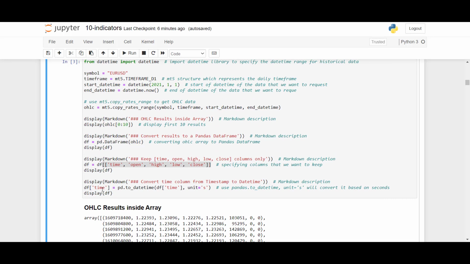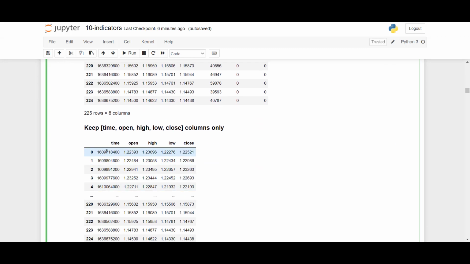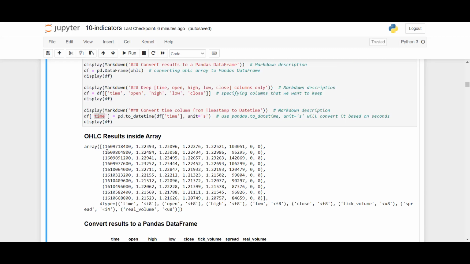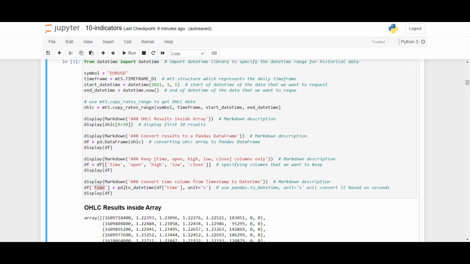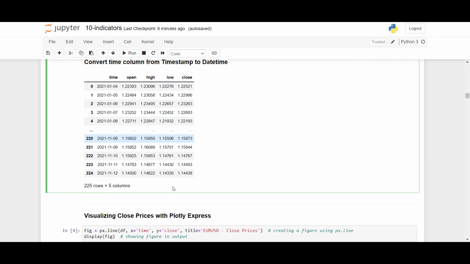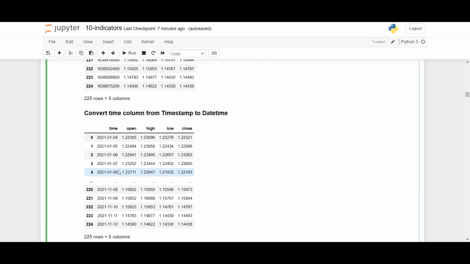Lastly, we also want to convert the time column to datetime. We see that here we have Unix timestamps, and to convert them to datetime, we use pd.to_datetime. Here we pass in the time column and specify the unit as seconds. Then the resulting DataFrame looks something like this, and this is what we will be working with today to calculate the indicators.